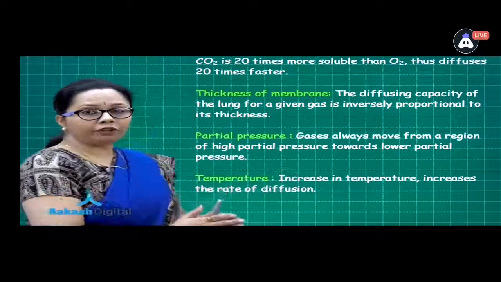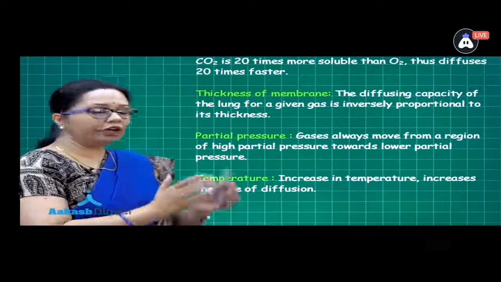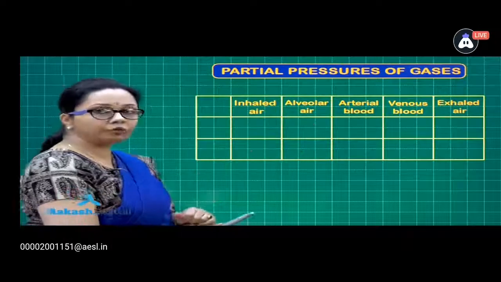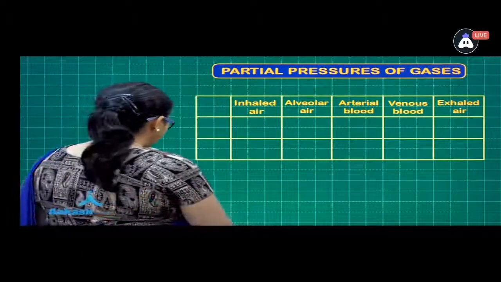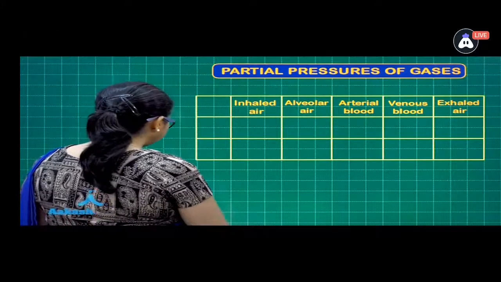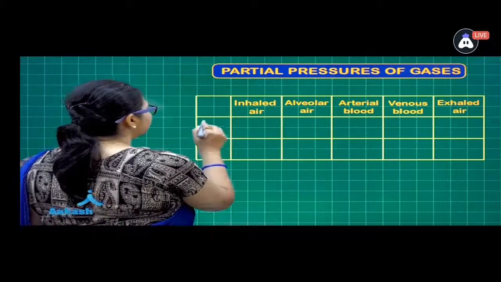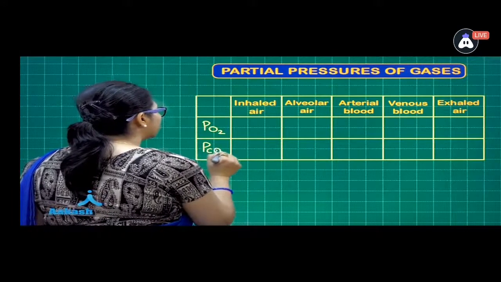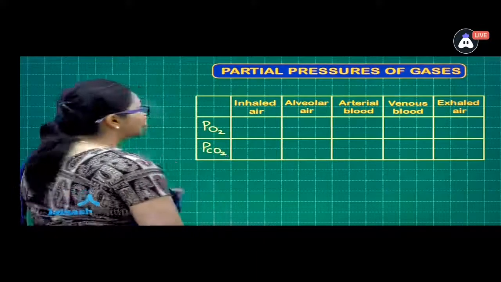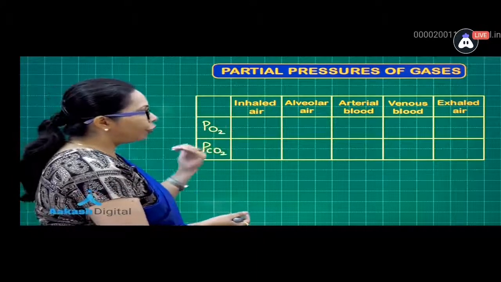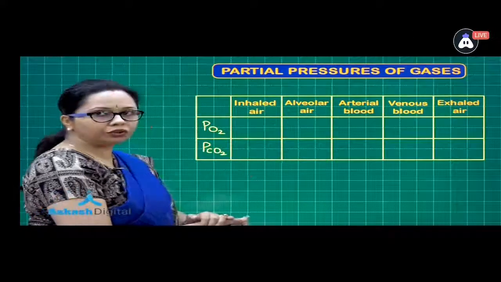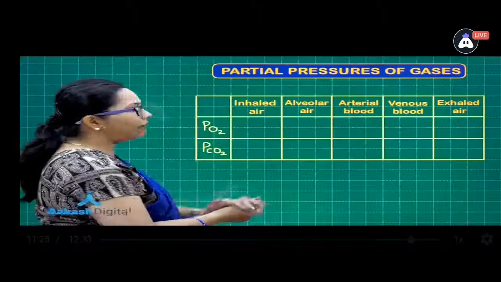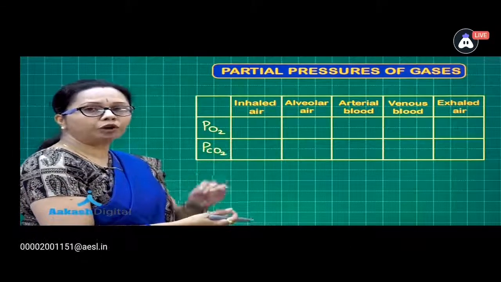Now before going any further, let us recapitulate the various partial pressures that we have discussed. So these columns are left for us to fill, and here we are going to take the partial pressures for oxygen and partial pressure for carbon dioxide. And these partial pressures you need to remember. So whatever we have studied, you can fill these boxes to see whether you remember the values. And all these values are of course going to be in millimeter of mercury.